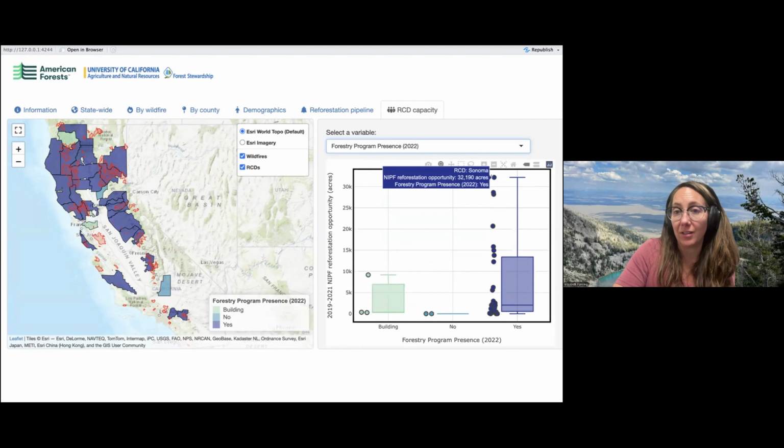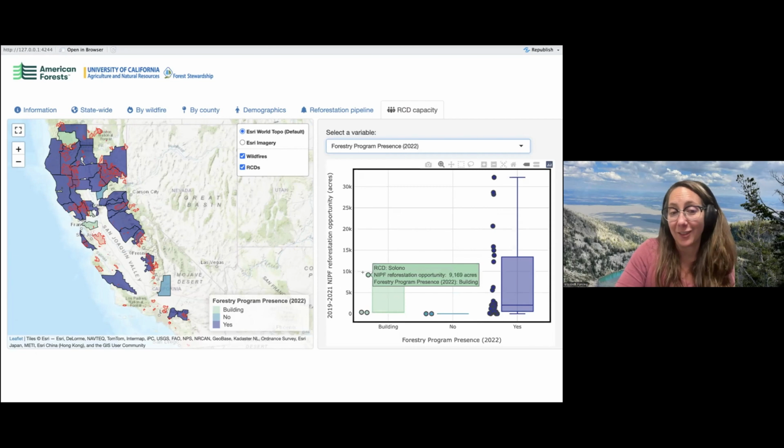For example, in the Sonoma County RCD, there is a forestry program presence and they have 30,000 acres of reforestation need. And we also could look at where they're building one. I think Solano RCD is probably up and running at this point, but they didn't have one at the time we were building this. Based on the fact that they have nearly 10,000 acres, we could potentially use this as justification for additional funding to try to build that out. So lots of information in here.